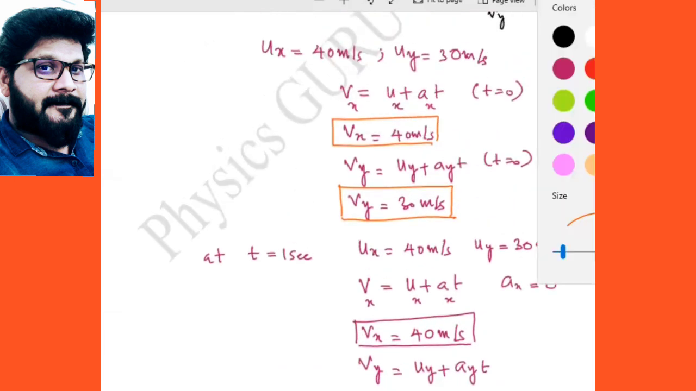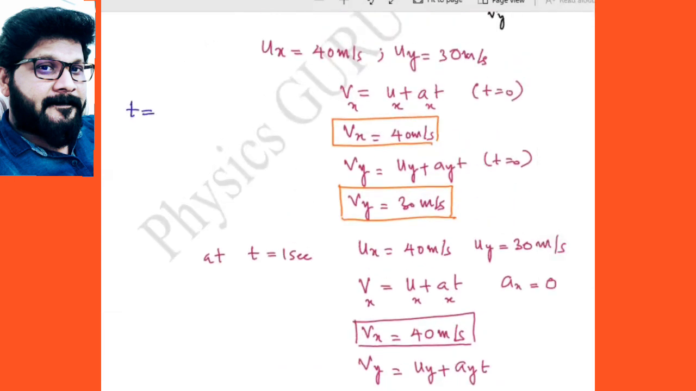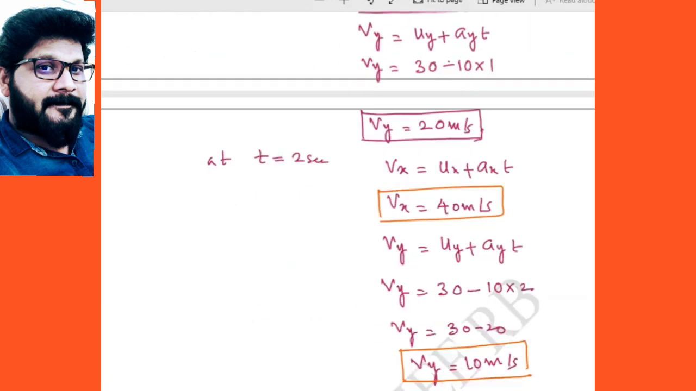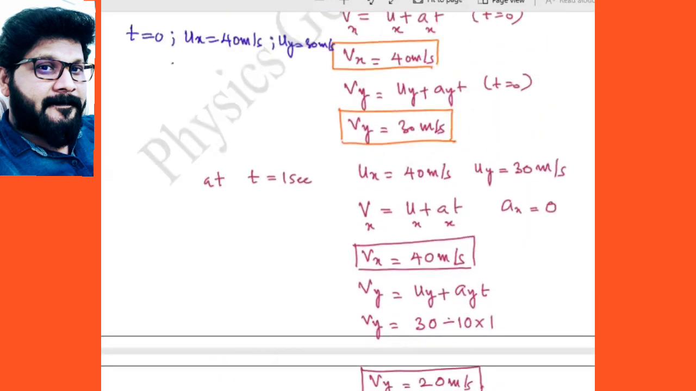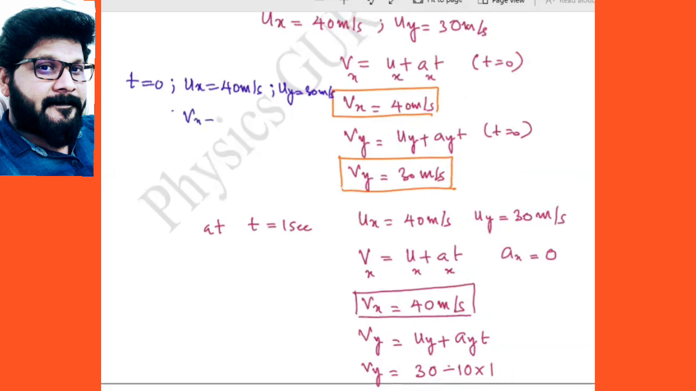Here you can write the values. When t is equal to 0, ux equals 40 meter per second, horizontal velocity, and vertical velocity uy equals 30 meter per second. Here Vx equals 40 meter per second and Vy equals 30 meter per second. Hope this is clear, right?